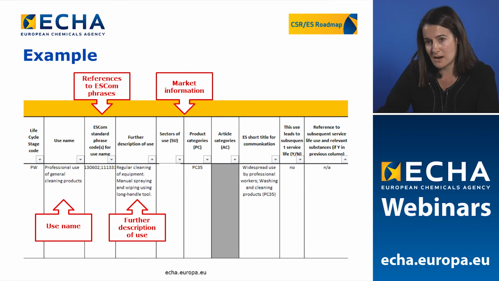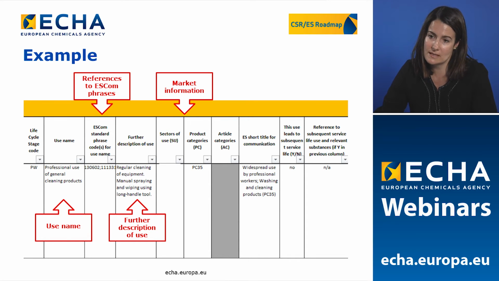The next columns are the market information. In this example, we see that the sector has reported that this use involves product category 35, the washing and cleaning products. The rest of the columns in this part provide additional pieces of information that can be interesting for the registrant. For example, whether this use leads to a subsequent service life.